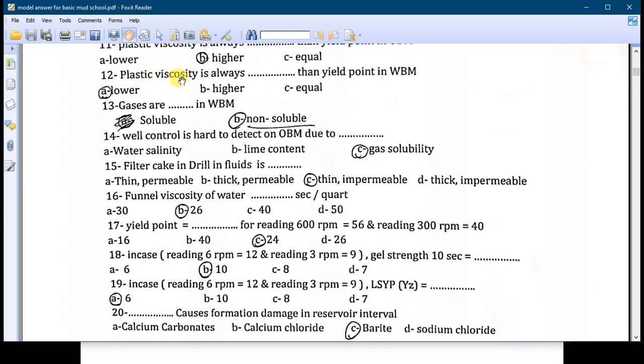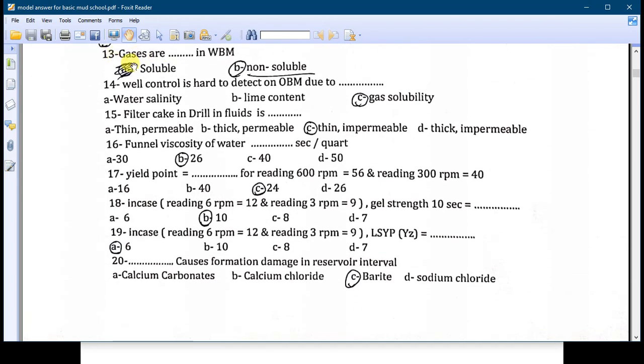Number 12, the plastic viscosity is always not equal to the yield point in water-based mud. Plastic viscosity is lower than the yield point in the water-based mud. Okay. Number 13, it's a well-control question. Gases are soluble or non-soluble in the water-based mud. Actually, it is non-soluble in the water-based mud.